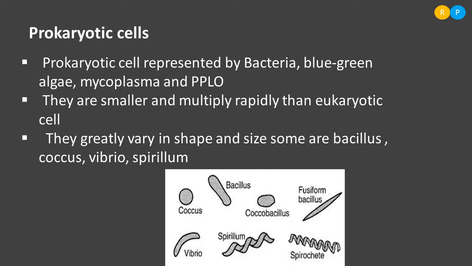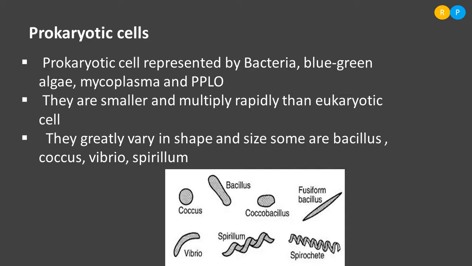Then the prokaryotic cell greatly varies in shape and size. Not all prokaryotic organisms are similar in appearance. They vary greatly in size as well as shape. The best example we can take is bacteria. In bacteria we have four different types based on shape. Rod-shaped bacteria are named bacillus. Some are circular, that means spherical-shaped bacteria, and they are named coccus. Some bacteria are comma-shaped and are named vibrio, and some show a spirally coiled structure.